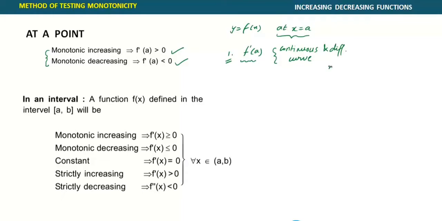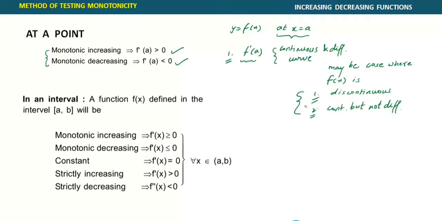There may be cases where f(x) is discontinuous. If it is discontinuous, obviously it will not be differentiable. Or there might be cases where it is continuous but not differentiable. So how will you check at that particular point? I'm just giving you a hint of how to solve this in case the problem arises, but I do not see a problem coming on this particular concept.